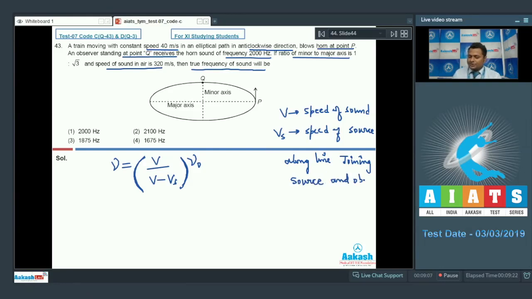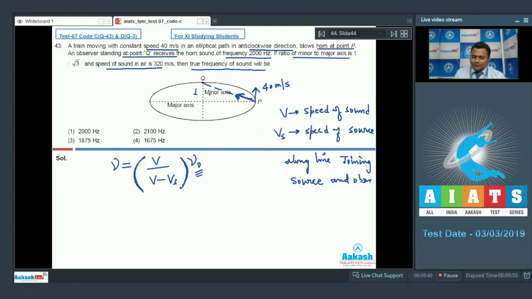Source and observer. So here in the question, the apparent frequency is given. We have to calculate the true frequency. V is 320. What about Vs? Vs will be this one. We are given the speed of the train, that is 40 meter per second. But we have to calculate this component, the component of the speed of the train toward the line joining source and observer.